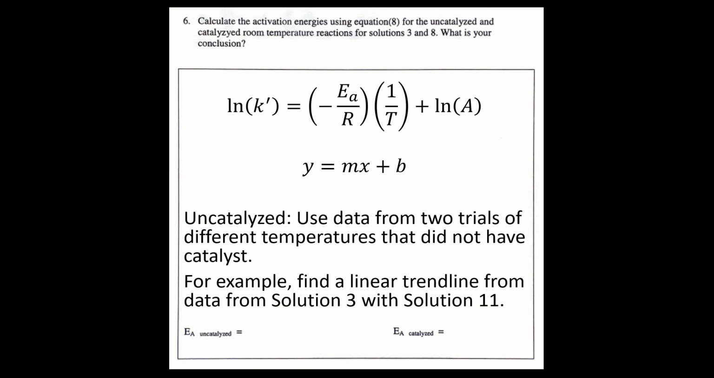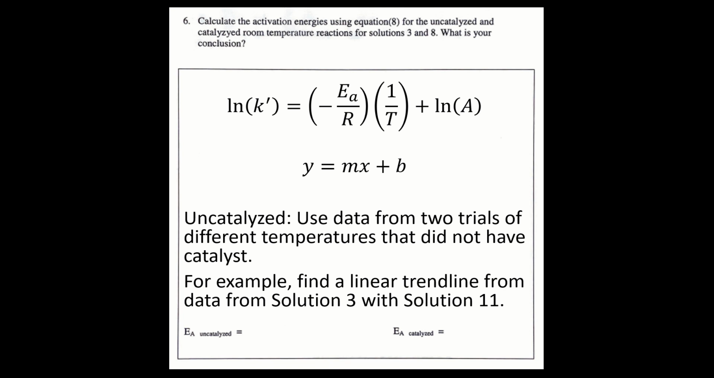So take the natural log of the rate constant you calculate for solution 3 and 11, convert their temperatures to Kelvin and take the reciprocal, and use that as your X value for both solution 3 and solution 11. And then just find the linear trend line between those 2 points. And that you can use to calculate activation energy.